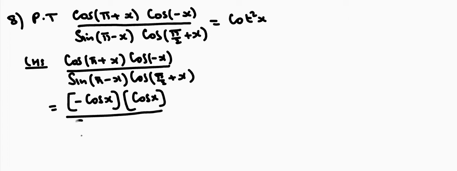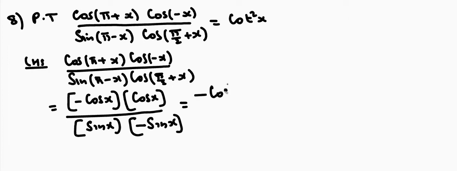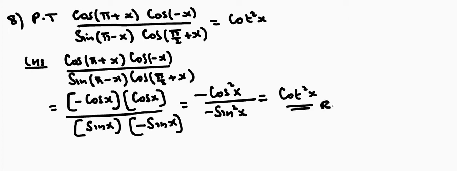Divided by sin(180 − θ), we get sin x, and here cos(90 + θ). 90 + θ lies in the second quadrant, where sin and cosecant are positive, cos is negative, and cos becomes sin. Equals −cos² x divided by −sin² x, which is equal to, minus will get cancelled, we get cot² x, RHS.